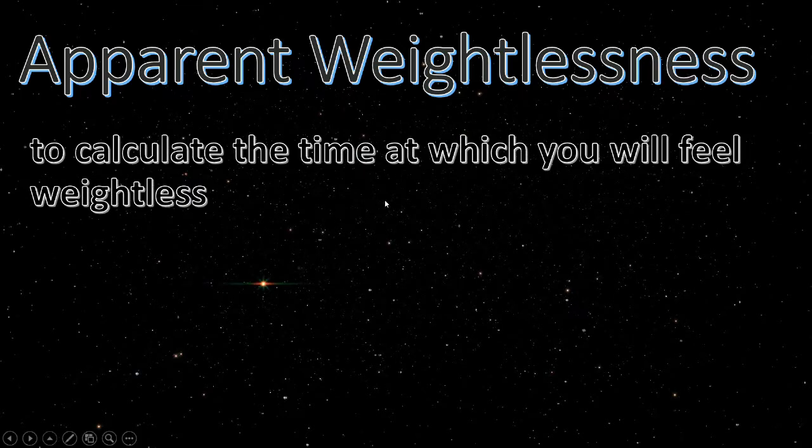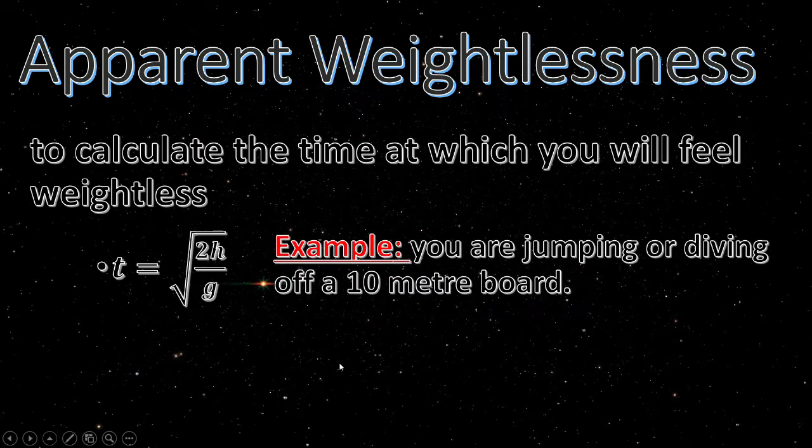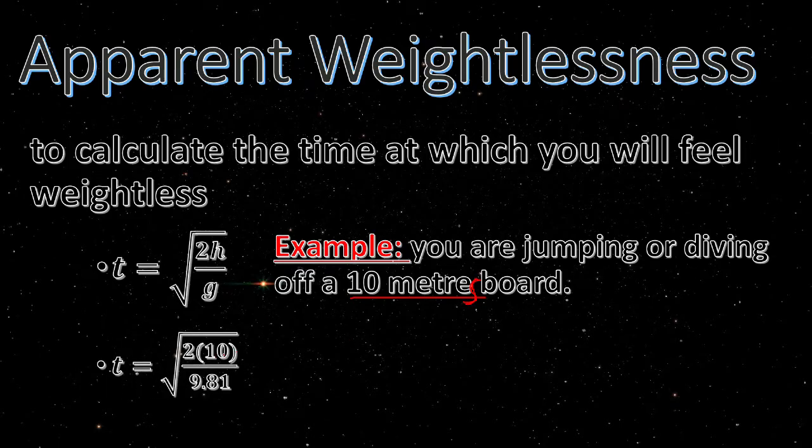So to calculate the time at which you feel weightless, the formula is time equals the square root of 2 times the height over the gravity. So for example, you're jumping or diving off a 10-meter board. Okay, so the height here is 10 meters. And then to calculate the time, we just need to substitute the values here.